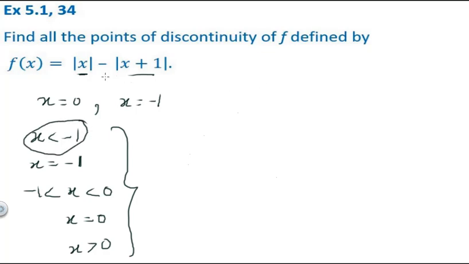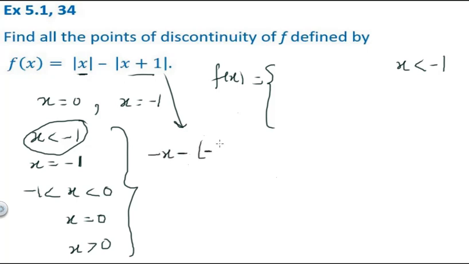So x less than minus 1, how is this function going to behave? I will write here x less than minus 1. Both the modulus functions are going to behave as negative. So this one will become minus x minus of minus x plus 1. Minus x minus would be plus x plus 1. So we are getting the answer as 1 itself. So when x is less than minus 1, the function value is 1, and at x equal to minus 1 we also get 1.